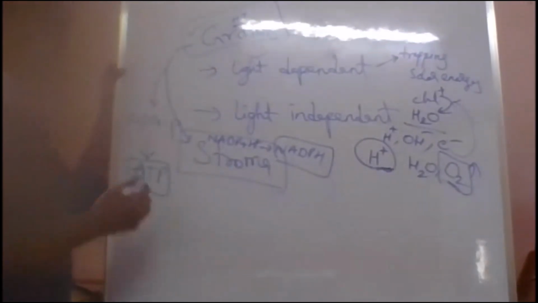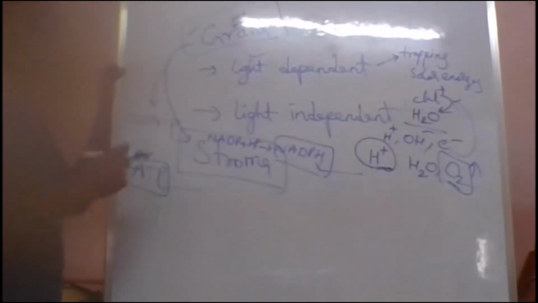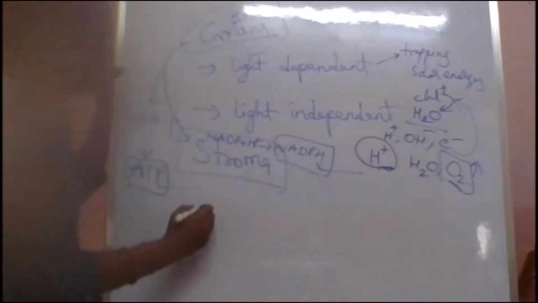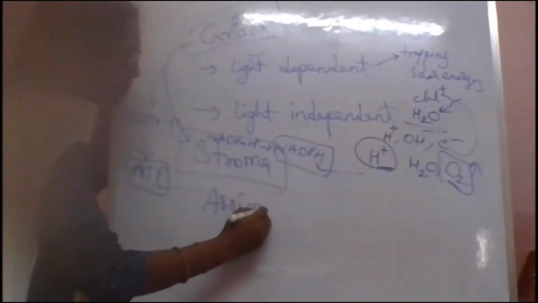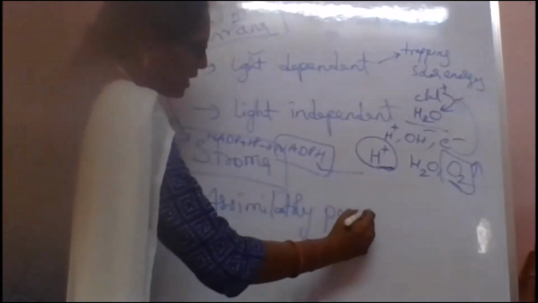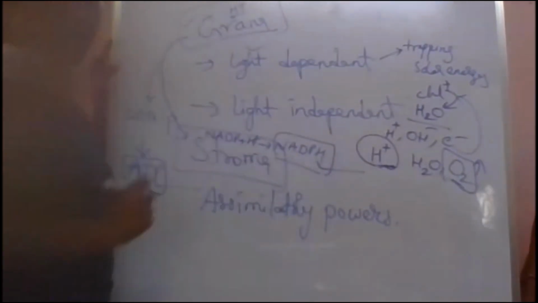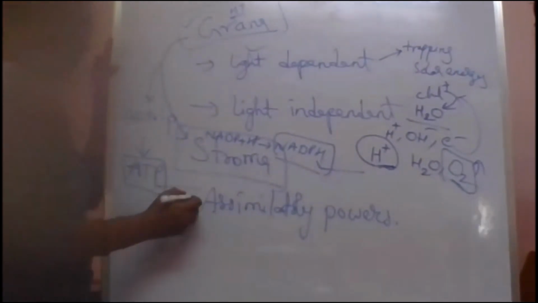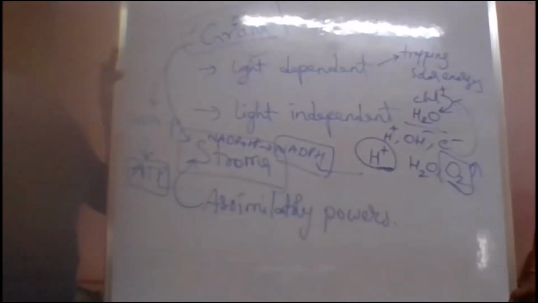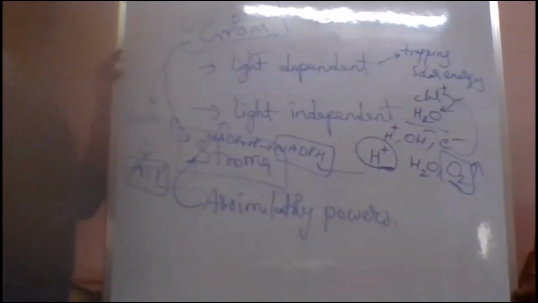Now for the dark reaction, ATP and NADPH are left out. These two, ATP and NADPH, are called assimilatory powers. Who are called assimilatory powers? ATP and NADPH. These assimilatory powers which are formed are utilized for the light independent reaction, which we usually call the dark reaction.